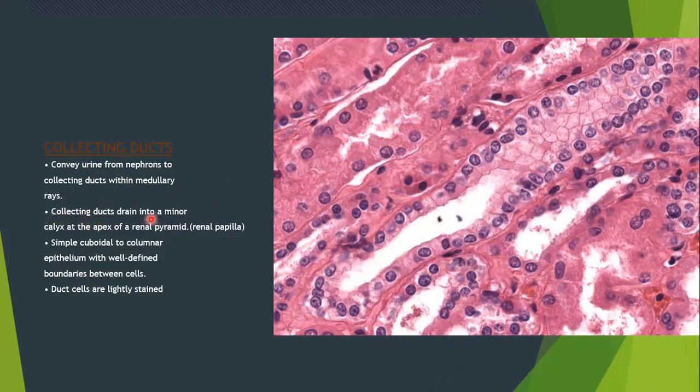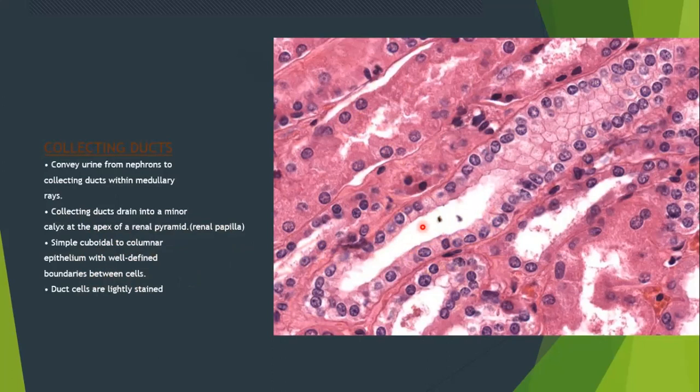Now, collecting ducts drain into a minor calyx at the apex of the renal pyramid, which is at the renal papilla, and they're usually lined by simple cuboidal to columnar epithelium with well-defined boundaries between the cells. So you can see here clearly, you can demarcate the boundaries between these cells. Like here, this is the proximal straight tubule, where you cannot demarcate the boundaries clearly, but here you can.